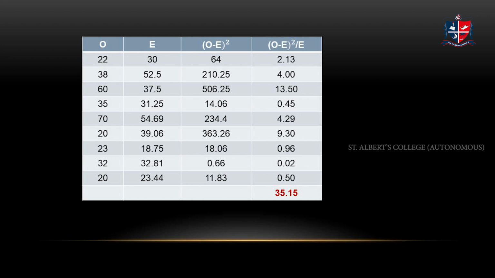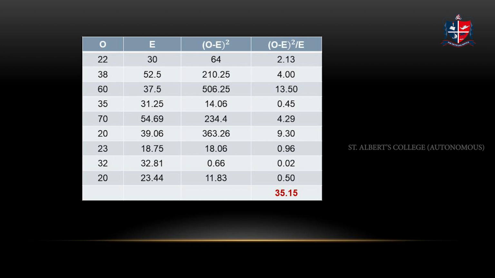Compute the total of the last column. Then we will get 35.15. This is the chi-square value. The equation for computing the chi-square is chi-square equal to the sum of O minus E the whole square divided by E, that is, observed frequency minus expected frequency the whole square divided by expected frequency.